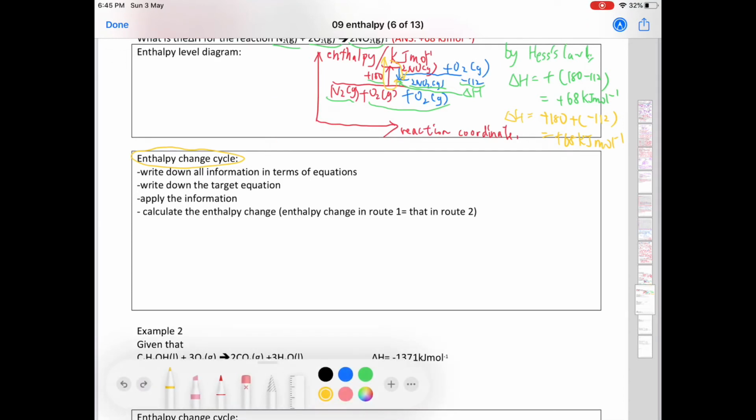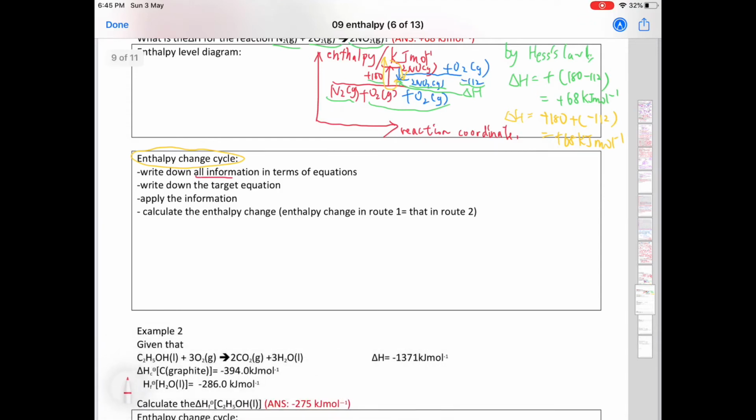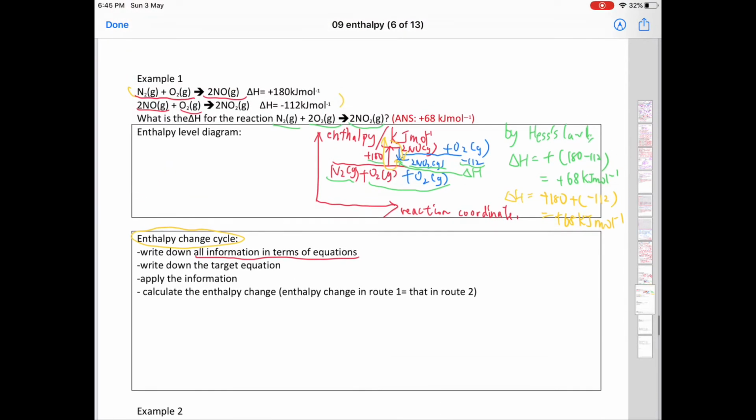The first step is that we write down all the information in terms of equations. Then we have it already. We have a total of 3 equations needed, so we write them down already. And then write down the target equation. Now we would like to find out the delta H for this process, N2 gas plus 2O2 gas to form 2NO2 gas, and we consider this delta H as the target enthalpy change we would like to find out.